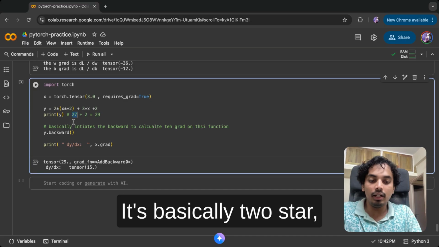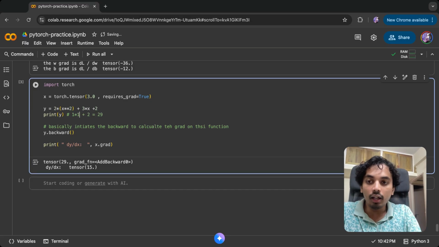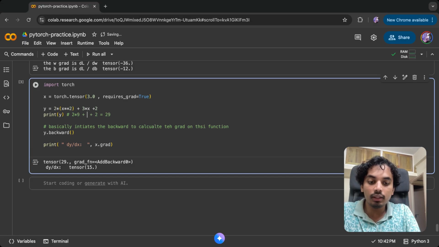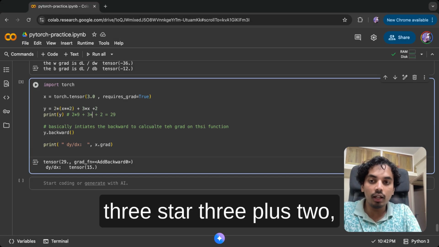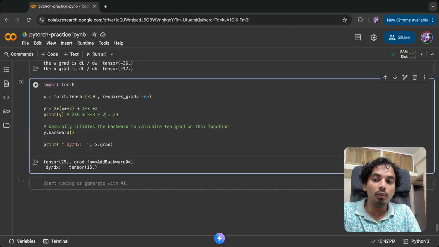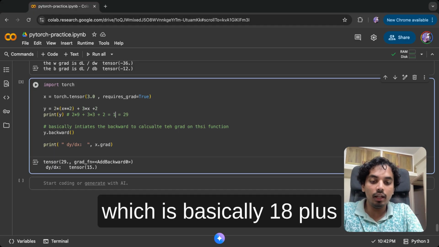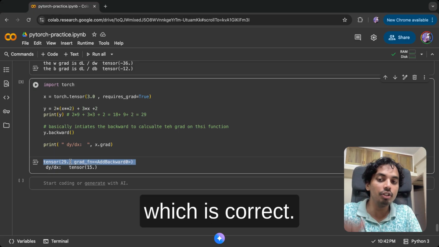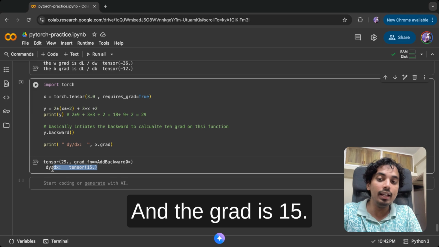It's basically 2 star 9 plus 3 star 3 plus 2, which is basically 18 plus 9 plus 2, which is 29. Yeah, so this is 29. So it's giving 29, which is correct. And the grad is 15.